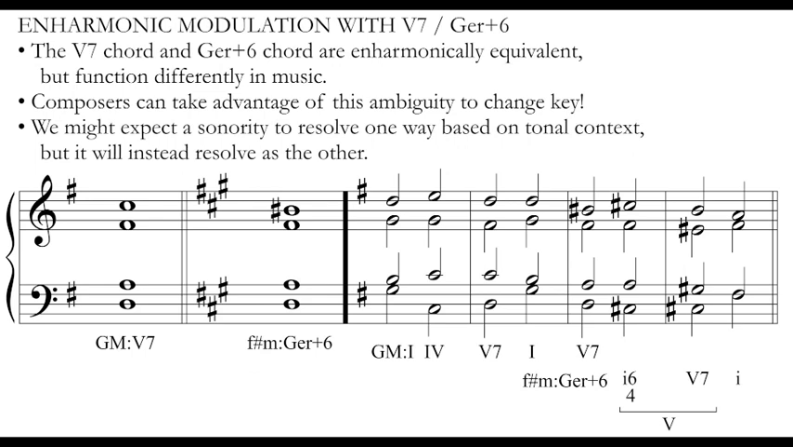A surprising twist. The first time we hear that D chord, it functions as 5/7. The second time, it twists on us, and it functions instead as the German augmented sixth. That ambiguity is used to great effect in a lot of music to accomplish an enharmonic modulation.